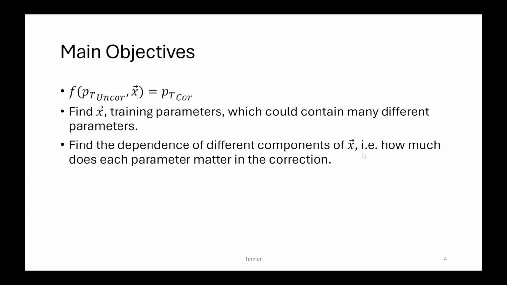So our main objective would be to learn a function f of, for instance, the pT, the transverse momentum. This would be a function of the uncorrected momentum and x, and x would be some training parameters that we need to find. It could contain many different parameters. A sub-goal of this project is to find the dependence on the different components of x. So how much does each parameter matter? Some examples of parameters in x would be the number of primary vertices or the number of muons in an event.